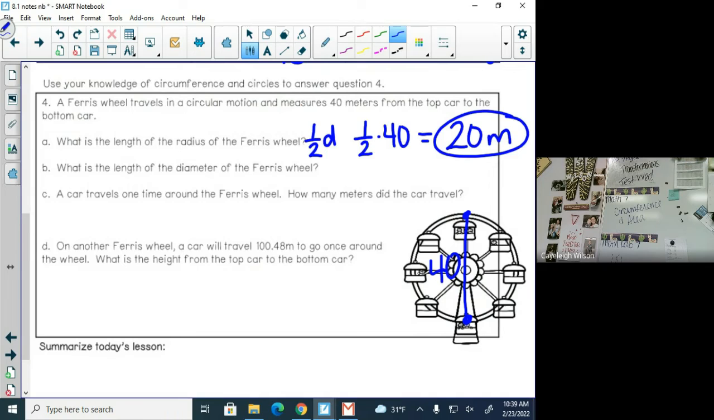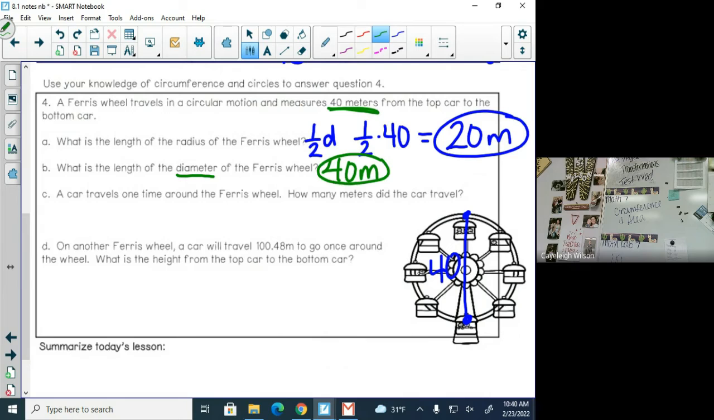And anytime they give you a picture and some labels, you should always draw it on there. Makes a lot more sense when you can actually see it. All right, so part B, what was the diameter? 40. So what is the length of the diameter? It's 40 meters, and they told us that up here. That's where that came from, because top to bottom.